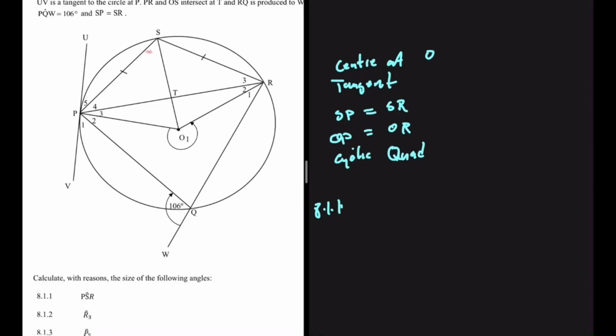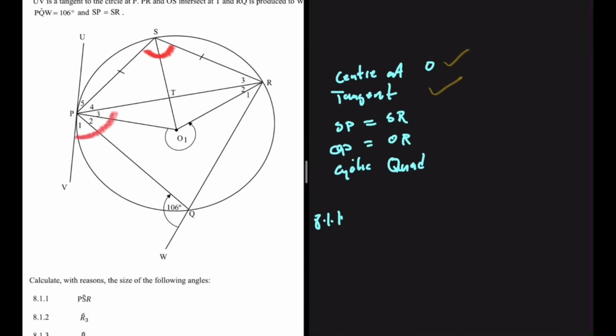So PSR is this angle right here. Right, let's go ahead and look at the first keyword, center. Well, if we had the size of O1, then O1 should be 2 times angle PSR. But we don't have the size of angle O1, so we cannot use that to determine PSR. Tangent. This angle here should be equal to PSR, but we don't have that angle as of yet, so we cannot use that to find angle PSR.